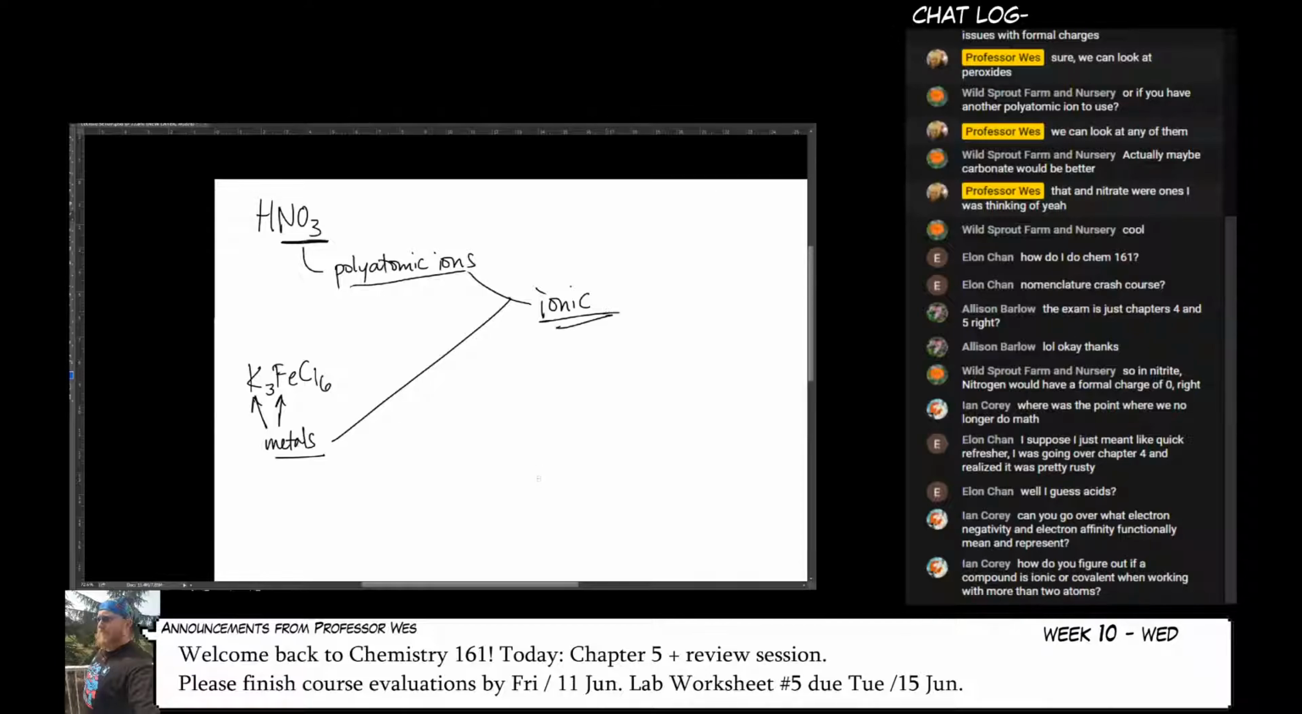Now be careful because there is a difference between this and this. So this is sulfite, and this is sulfur trioxide. So make sure that you are aware of the charge on the substance that you're looking at, because that does matter.